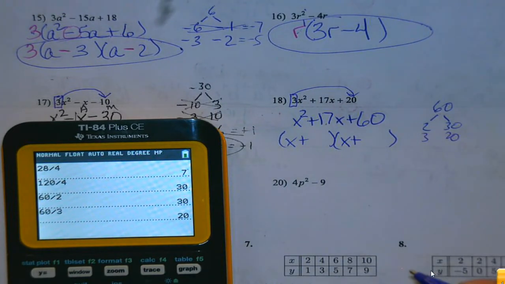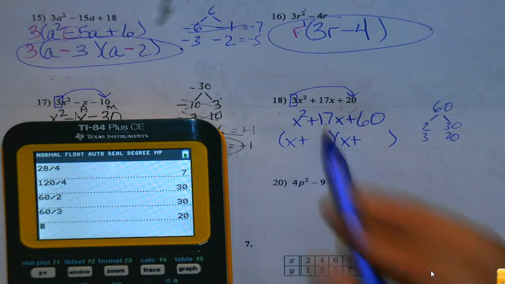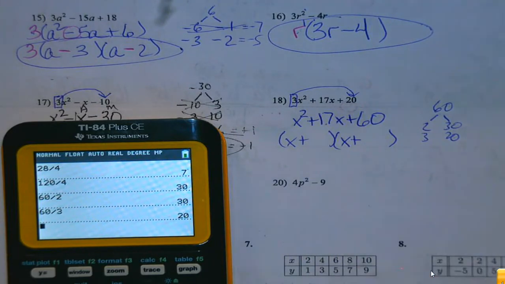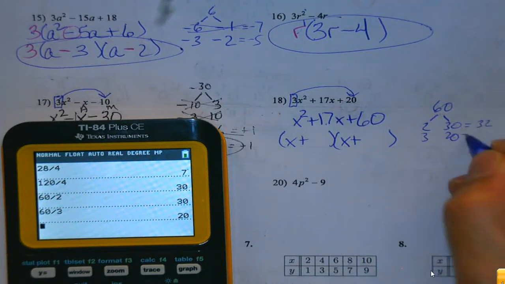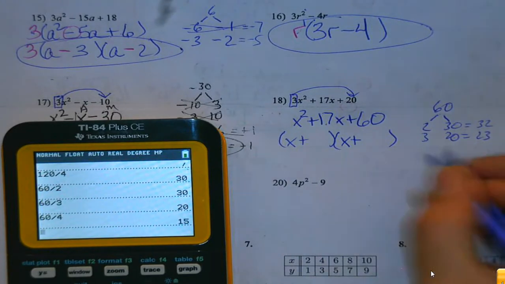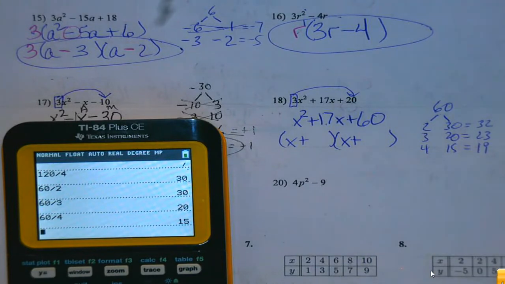Now, be careful. Some of you are going to look at this and go, ooh, 20 minus 3 is 17, which is true, but since the signs are the same, we're having to add here. That's why we've started putting the negatives in our little charts here. So that does not work. 4 and 15 add up to 19, and notice how my numbers are getting closer and closer to 17.